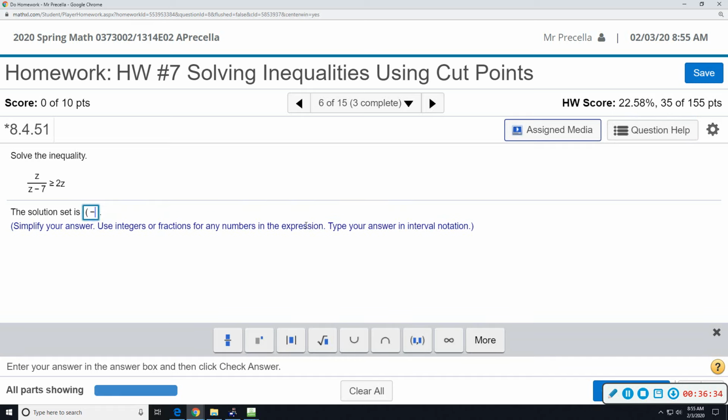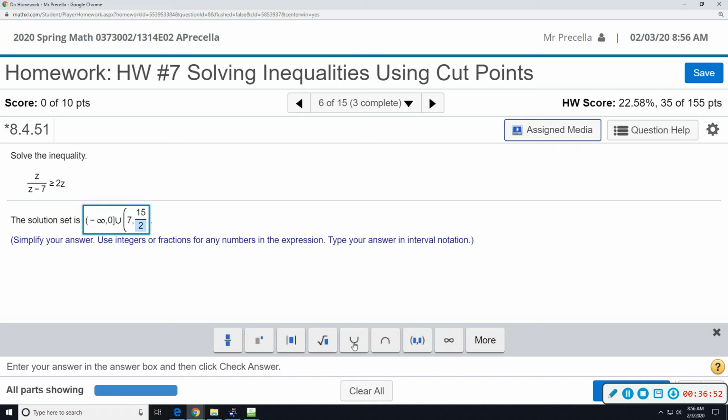Parentheses, negative infinity, comma, 0, square bracket, union, parentheses 7, comma, 15 over 2. Don't do what I just did. It's going to count it wrong, probably.